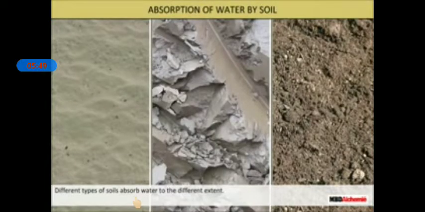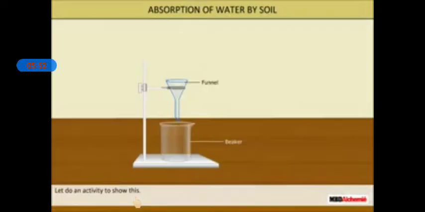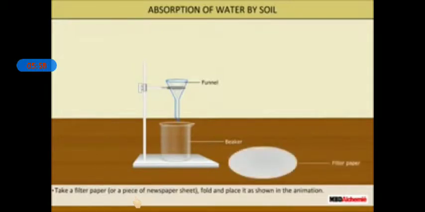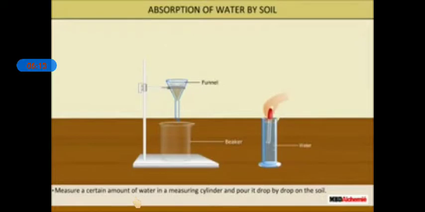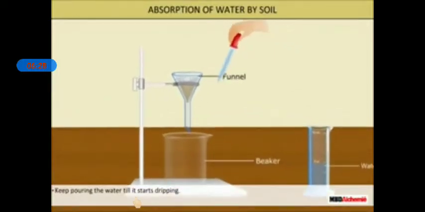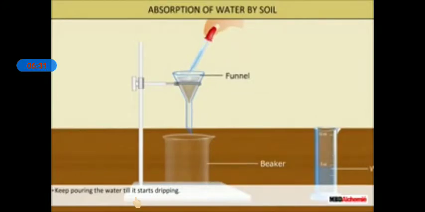Different types of soils absorb water to different extents. Let us do an activity to show this. Take a plastic funnel. Take a filter paper or a piece of newspaper sheet, fold and place it as shown here. Pour powdered soil into the funnel. Measure a certain amount of water in a measuring cylinder and pour it drop by drop on the soil. Do not let all the water fall at one spot. Pour water all over the soil. Keep pouring the water till it starts dripping.